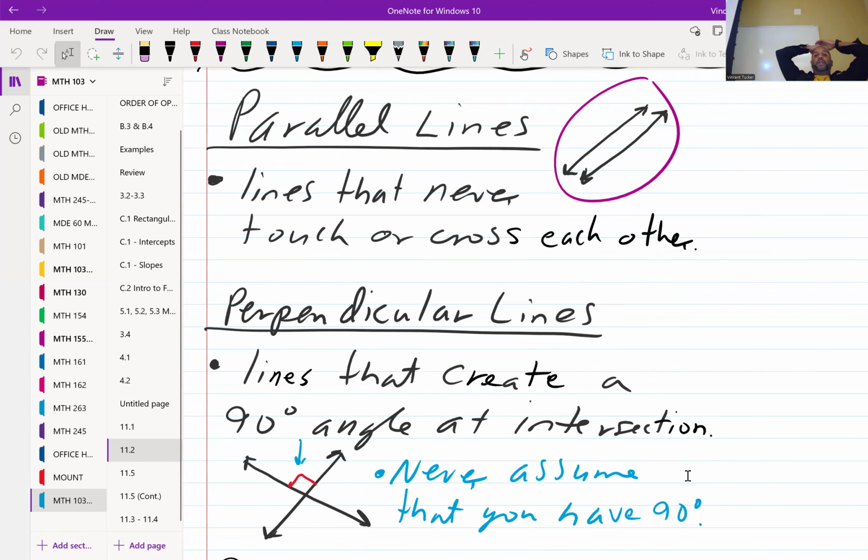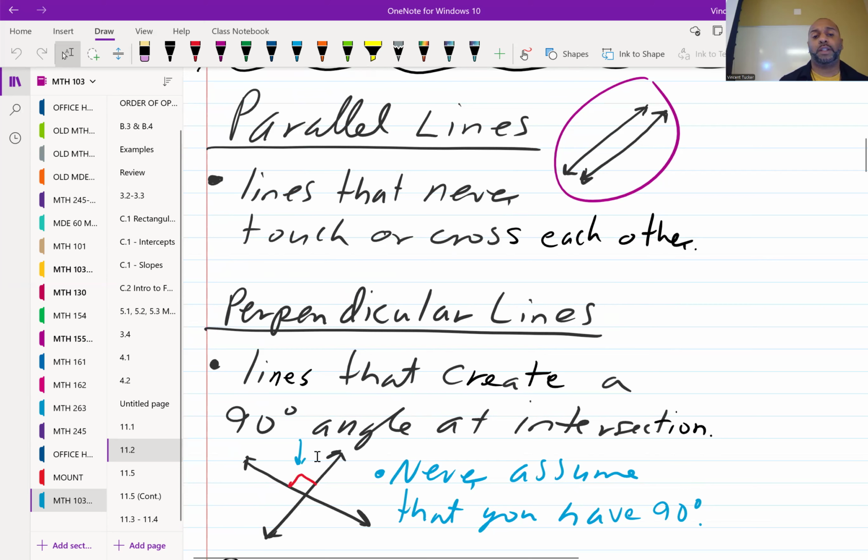Next thing, parallel lines, lines that never cross or touch each other. Perpendicular lines are lines that create a 90-degree angle at their intersection. So you can never assume that you have parallel lines or perpendicular lines, most definitely perpendicular lines. I mean, 89 degrees versus 91 degrees may look like 90 degrees to the naked eye. There has to be something that identifies the relationship that these lines have.